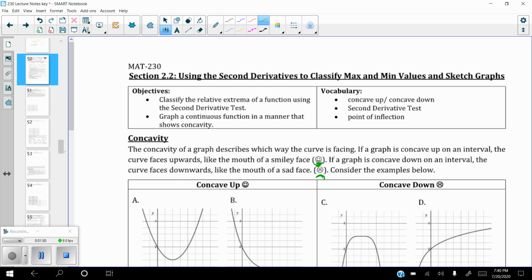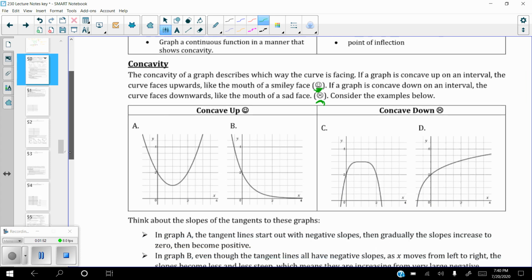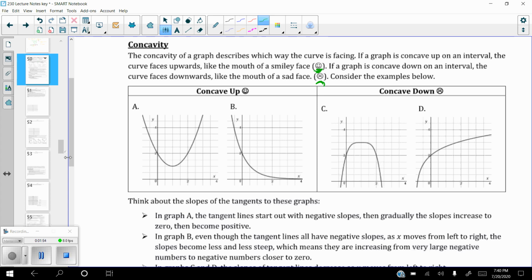So let's look at a couple of examples here. It's important to see that there are 2 examples in each one. Letter A seems to be the most obvious one. It looks like that whole graph just kind of curves upward. You can kind of see that one in graph A. That's usually not too much of a problem. In graph B, while the graph itself is decreasing, it's going down, the curvature is still up.